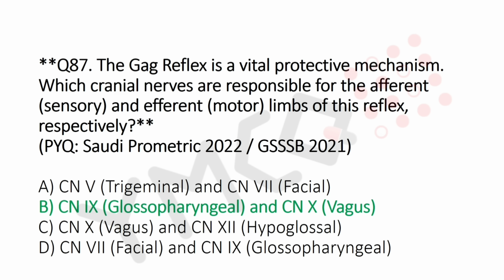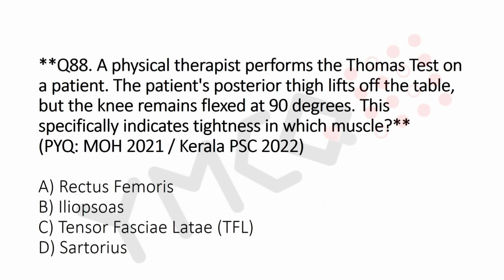When something touches the back of the throat, cranial nerve 9 feels it, sensory or afferent, and cranial nerve 10 makes the throat muscle contract to gag. Okay. Now let's move to question number 88. A physical therapist performs the Thomas test on a patient. The patient's posterior thigh lifts off the table, but the knee remains flexed at 90 degrees. This specifically indicates tightness of which muscle?